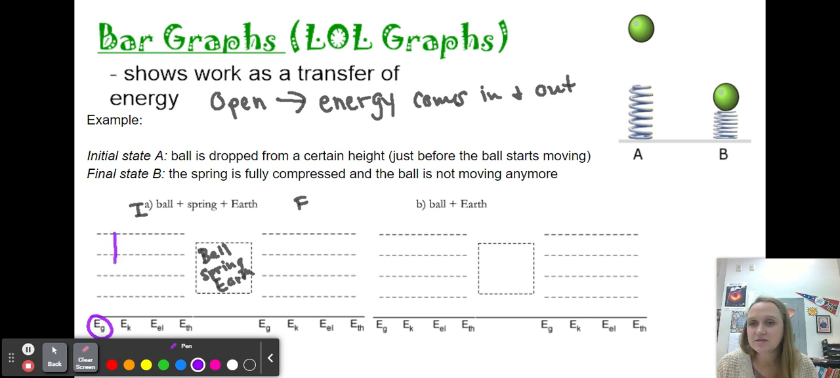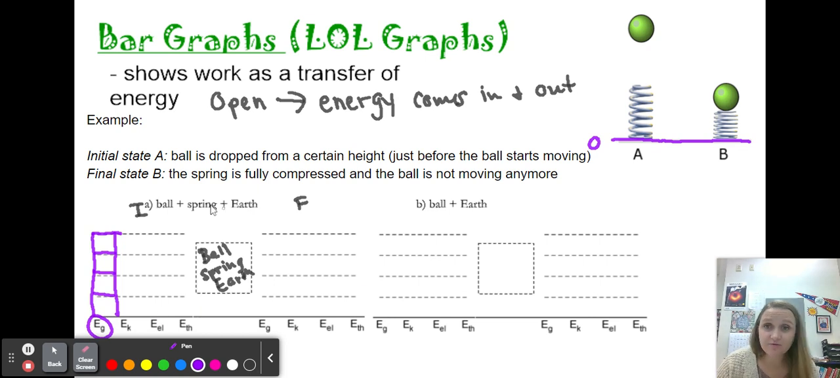And I'm going to say there's 4 boxes of gravitational energy. All of my energy is gravitational energy because my ball is not moving. It's up in the air. It has some height, but the spring isn't compressed yet. My zero, again, you can decide your zero reference line. I'm going to make my zero line down here.